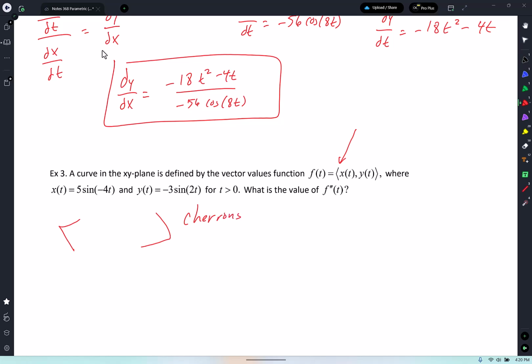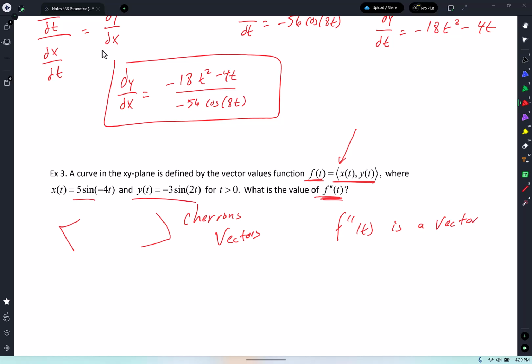You use chevrons whenever we have vectors. So what they're telling us here is that I have some function and that it's a vector where x of t is this and y of t is that. What is the value of f prime prime of t? Okay, we're going to go slow. So first and foremost, f prime prime of t is a vector.